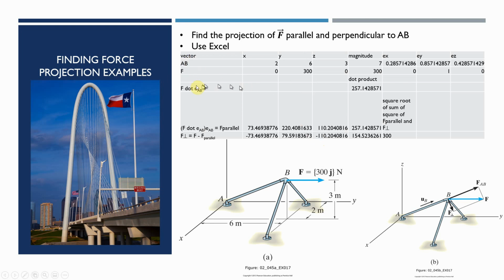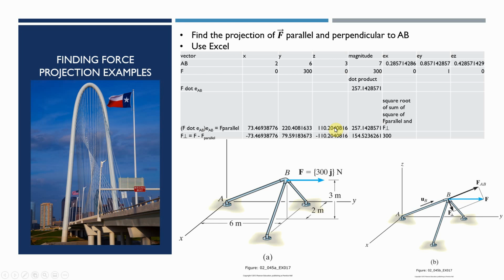And so we just take the dot product of the force with this. Actually, it's 300 times this number only, because the zeros would give us 0 times 0.286 plus 0 times 0.429. So it's 257. Then you want to know the parallel component. Well, that's just this number, 257, times E sub AB.